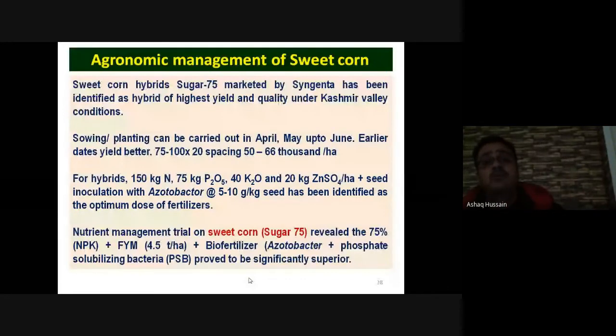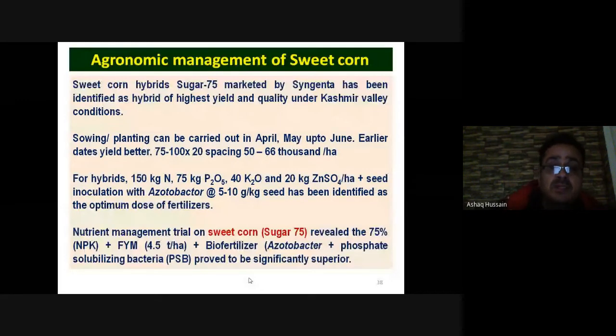Then it is agronomy. We have to sow it in the month of April or May. When we sow in April, May, and June, then we can have a prolonged supply of this crop from September up to October. Then the spacing has to be 100 centimeters between the rows and 20 centimeters between the plants. We can have 50,000 to 66,000 plants per hectare. Then the crop produces very high biomass, say 15 tons of cob and another 15 to 17 tons of stover, so around 30 tons of fresh biomass.